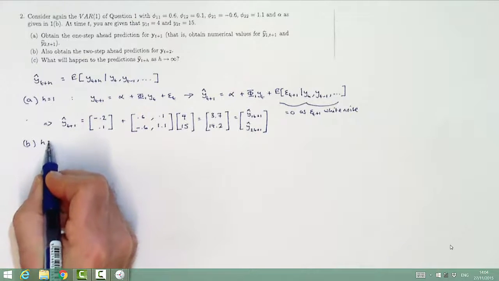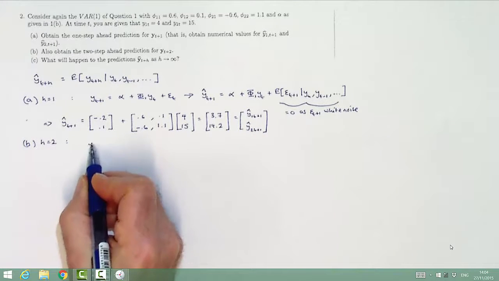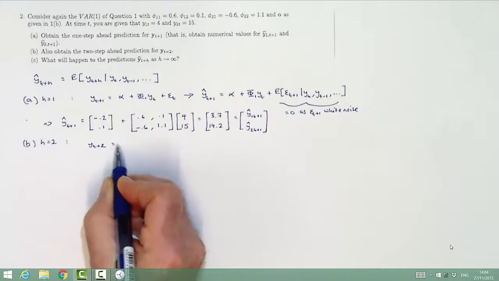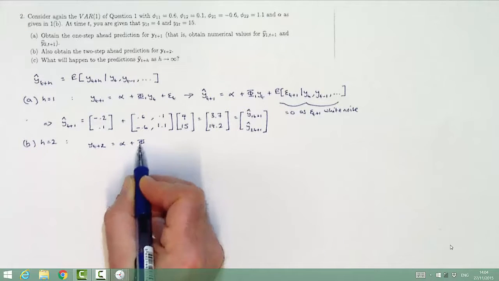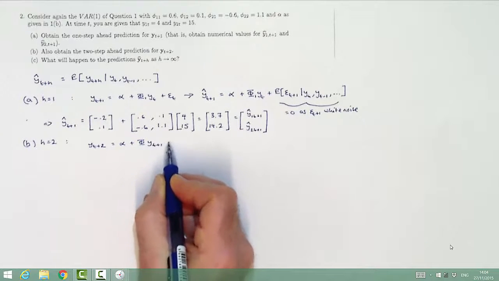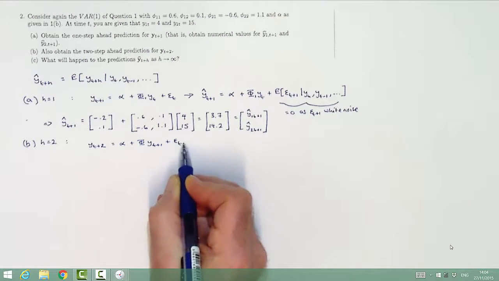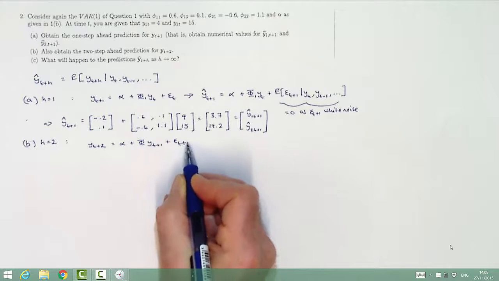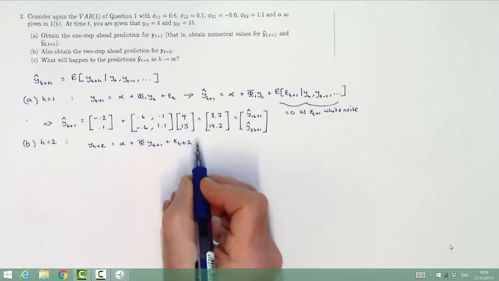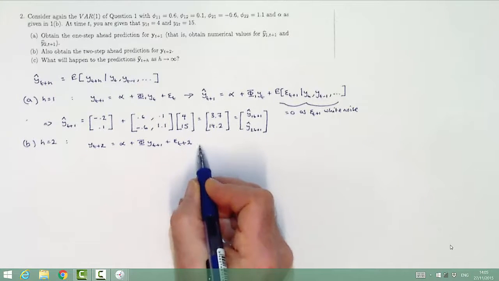And now we're asked to do the 2 step ahead prediction, which amounts to setting h equal to 2. The process is the same. We write out a model for y_{t+2}. It's given to us in the question. That's the VAR(1) process. And then we take the expectation of both sides, conditional on the information set.